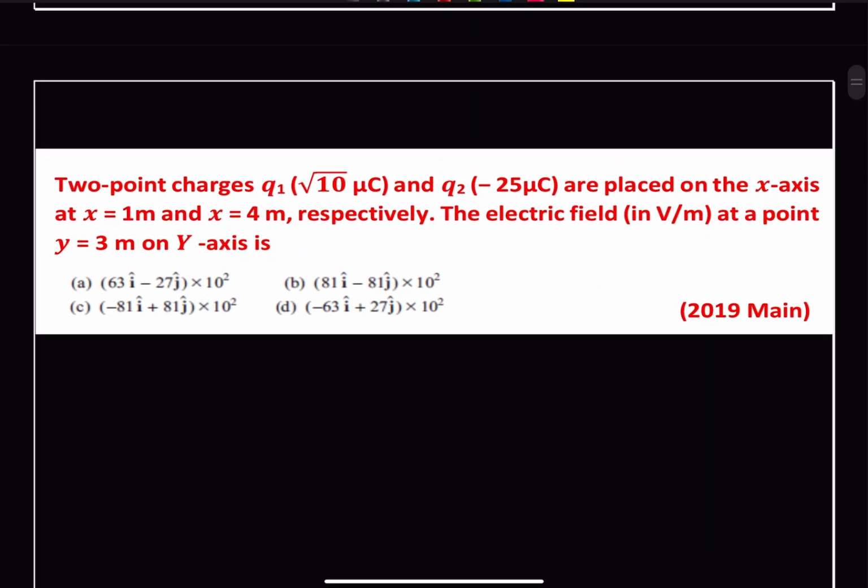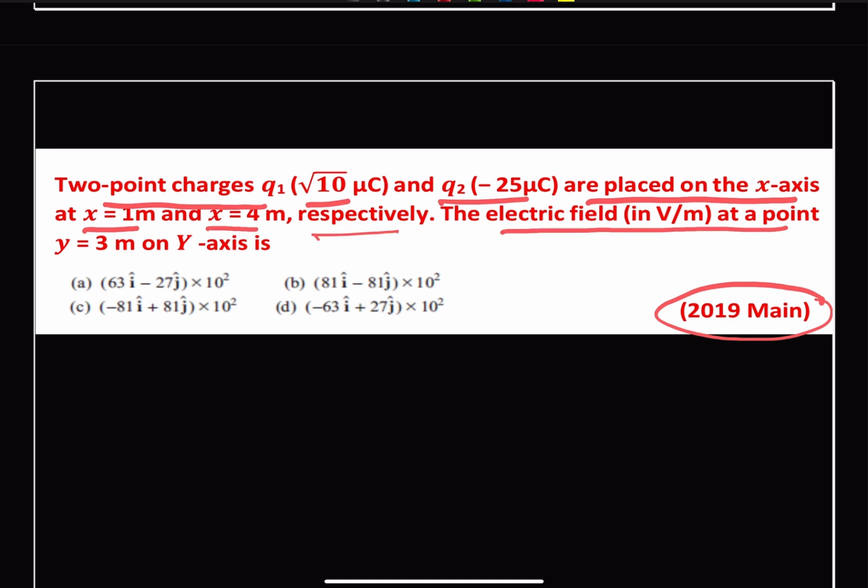It was also asked in the 2019 mains, and it states that two point charges, q1 equal to minus square root of 10 microcoulomb and q2 equal to minus 25 microcoulomb, are placed on the x-axis at x equal to 1 meter and x equal to 4 meter respectively. The electric field at a point y equal to 3 meter on the y-axis is?